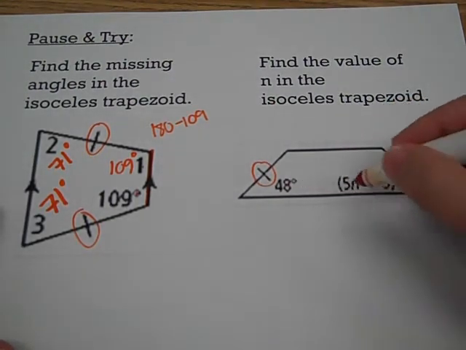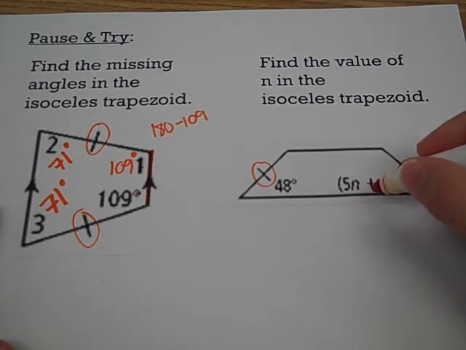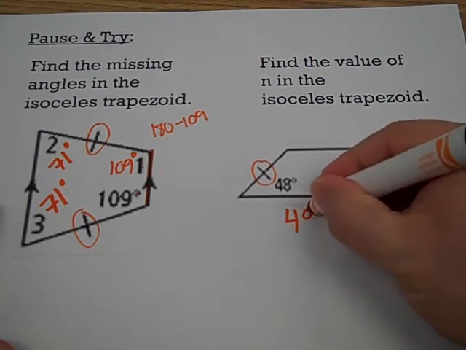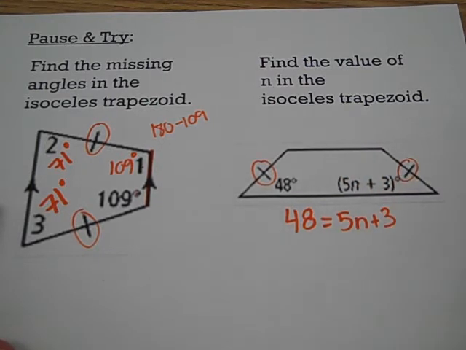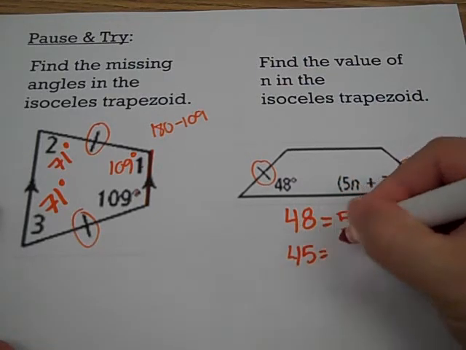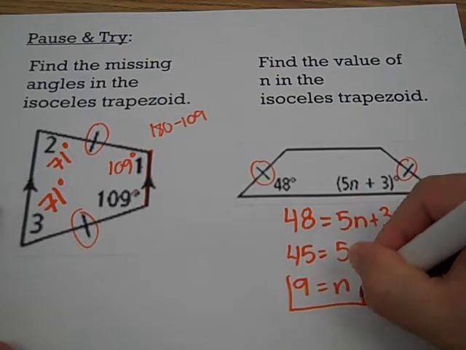Here, just like in the example we did together, I have two angles on the same base. Those angles should be equal to each other. And now I just have to do some algebra to find n. And I get that n is 9.